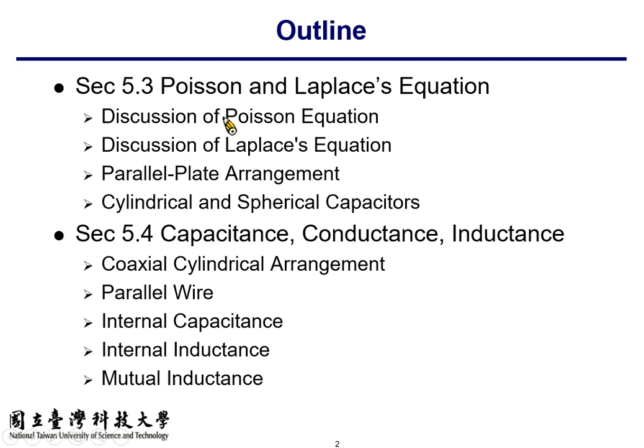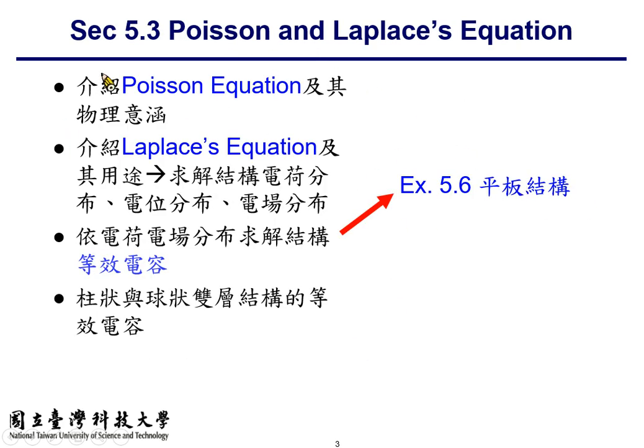In section 5.4, we will try to find the so-called unit length capacitance, unit length conductance, and unit length inductance for a particular structure, for a particular geometry. In section 5.3, we will explain the physical implication of the Poisson equation, as well as the so-called Laplacian equation, and we will look into a simple parallel plate capacitor structure to find out the charge and field distribution in this structure and derive the so-called equivalent capacitance for such a structure.